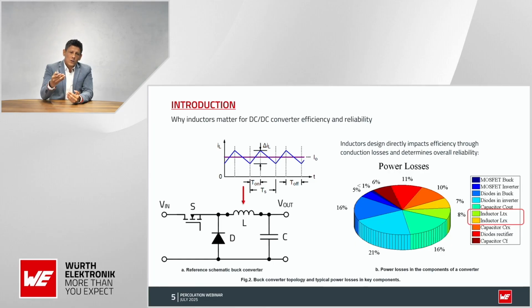But the question is, if we imagine a scenario with a constant voltage input and constant voltage output with a constant demand of energy, then we expect that the current through the inductor, or the ripple current, is going to be almost fixed, the same.